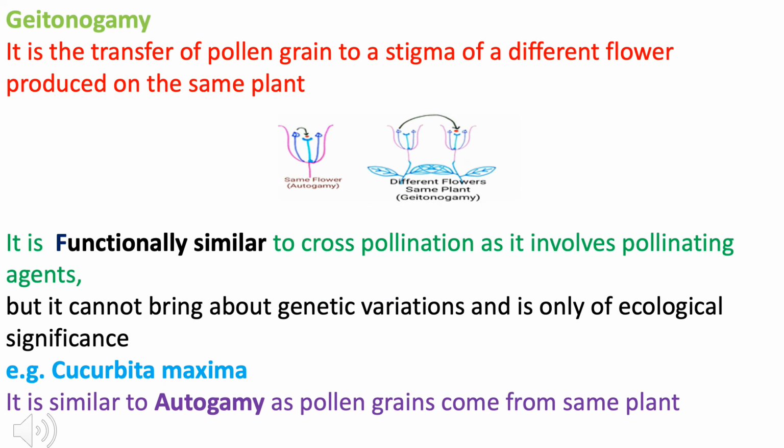Geitonogamy. It is the transfer of pollen grains to the stigma of a different flower produced on the same plant. So it is functionally similar to cross-pollination, as it involves pollinating agents. But it cannot bring about genetic variations and is only of ecological significance. So here, students, what is the difference? The difference is that the pollination is taking place on the same plant but on a different flower. For example, Cucurbita maxima. It is similar to autogamy, as I said, as the pollen grains come from the same plant.